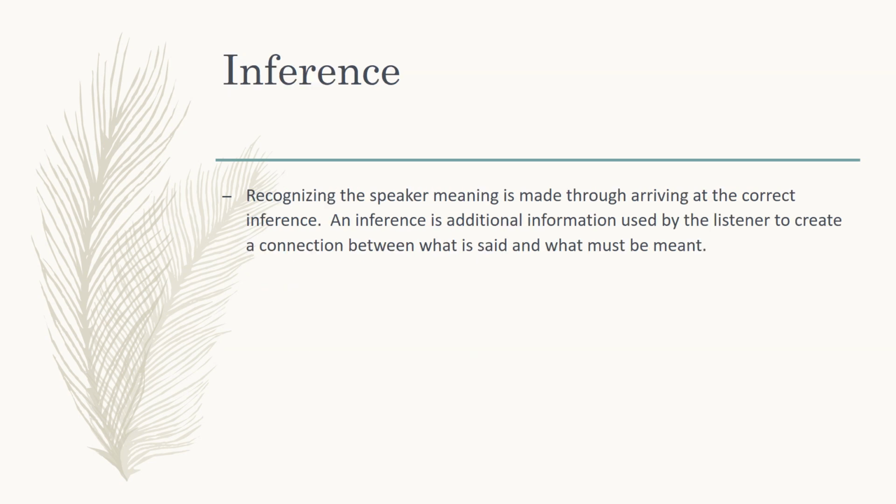So now we need to recognize the speaker's meaning, right? When we are doing pragmatics, we need to know what the speaker means. So to recognize the speaker's meaning, we need to arrive at the correct inference. And what is inference? An inference is any additional information used by the listener to create a connection between what is said and what must be meant.